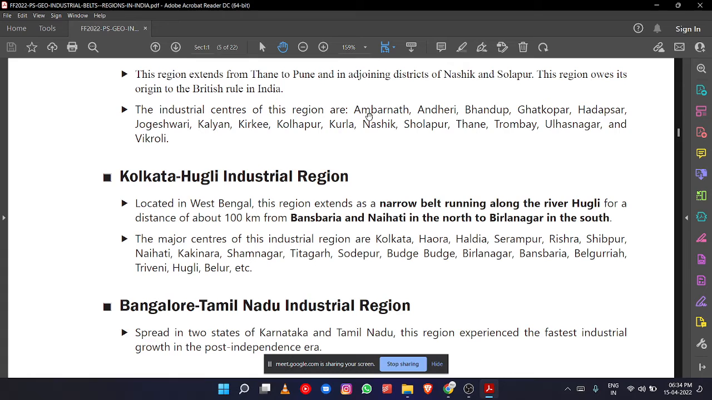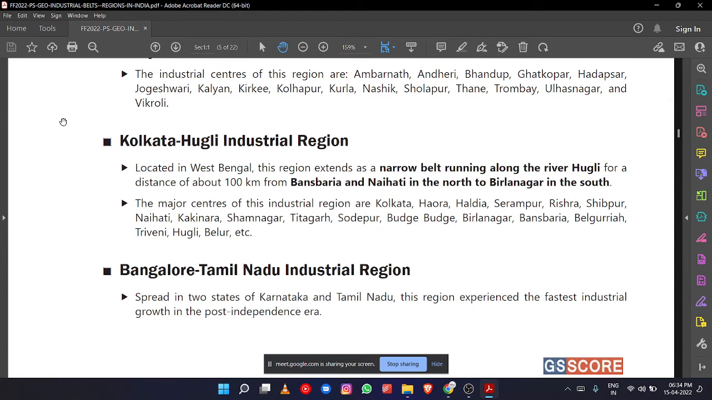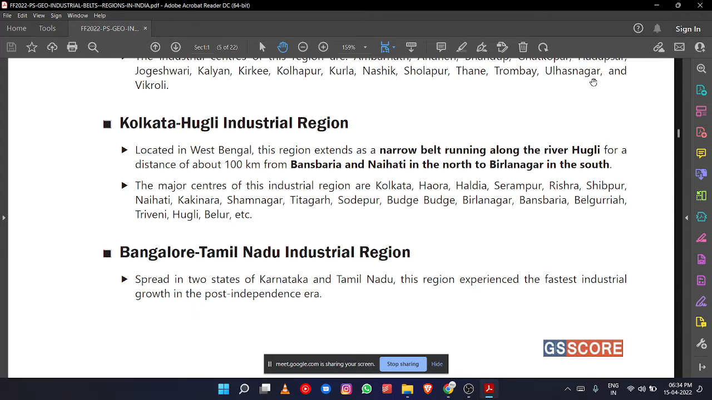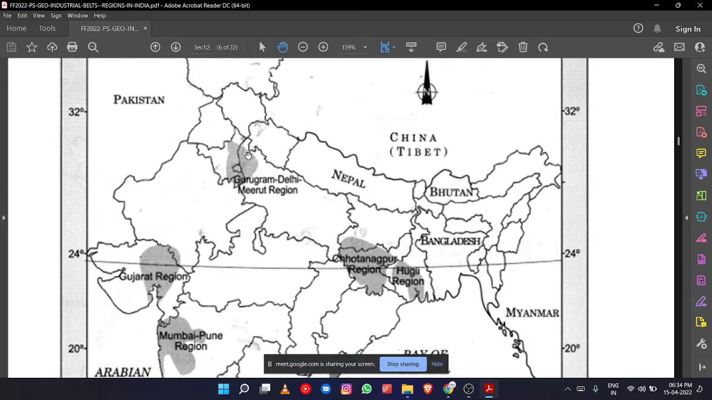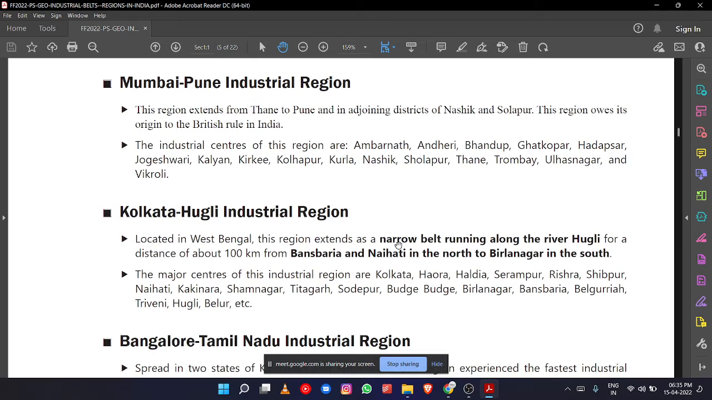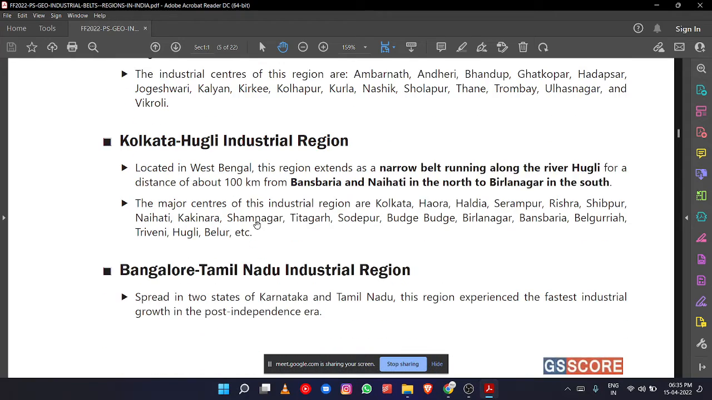The industrial centers of this region are Ambarnath, Andheri, Bandra, Ghatkopar, Hadapsar, Jogeshwari, Kalyan, Kirkee, Kolhapur, Kurla, Nasik, Solapur, Thane, Trombay, Ulhasnagar and Vikhroli. If you can see in the map, this is the Mumbai-Pune industrial region. You don't have to remember all these areas, but try to remember the regions and have a clear understanding.